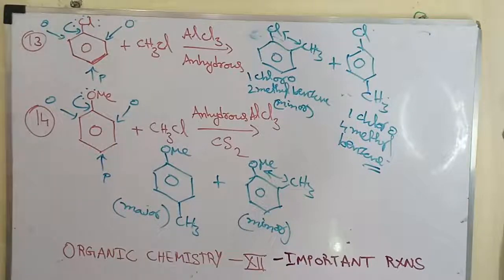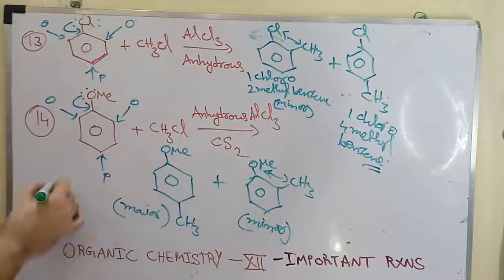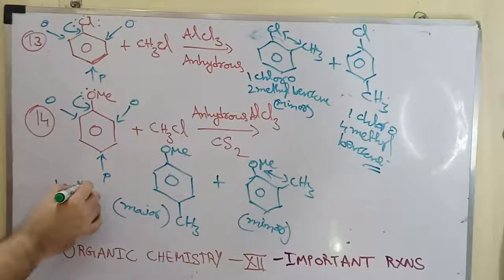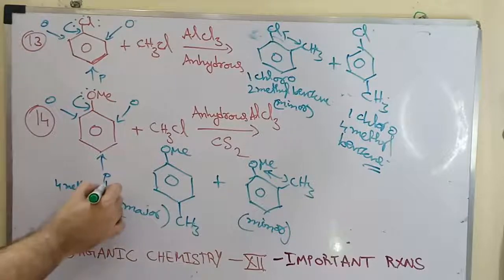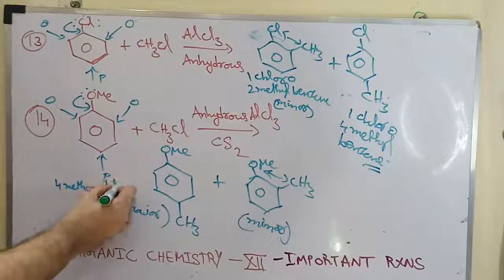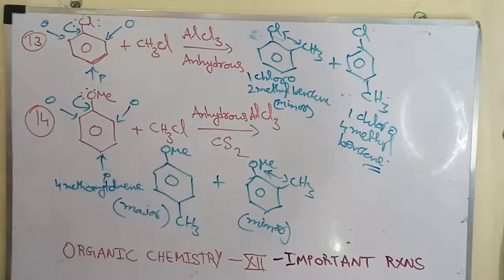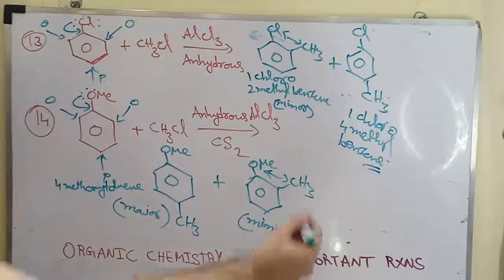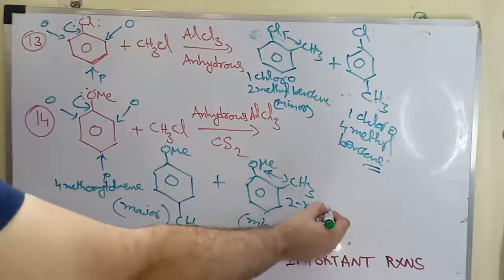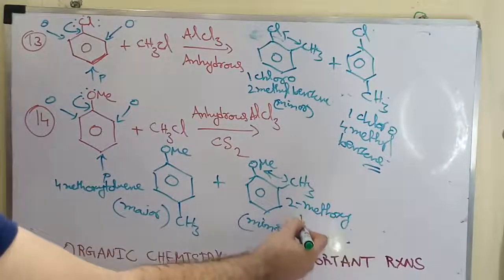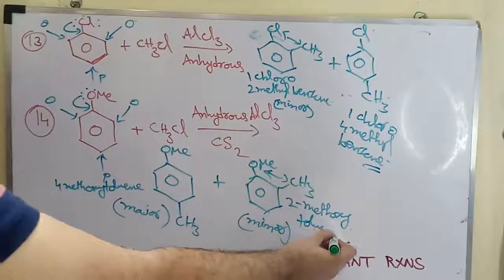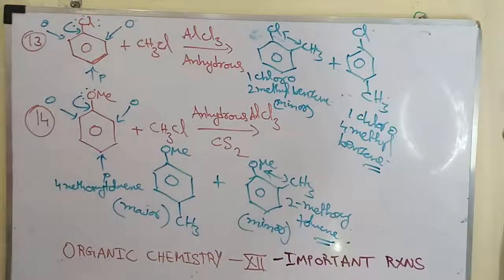So let's go to the next question. I forgot to tell the names: this is 4-methoxytoluene, and this one is 2-methoxytoluene. So those are the products. Yeah, let's move on to the next question.